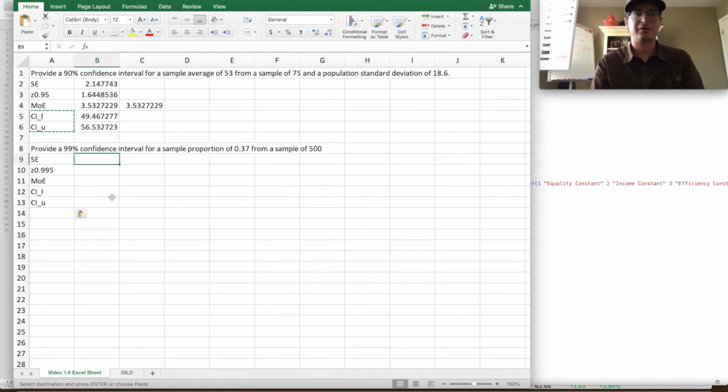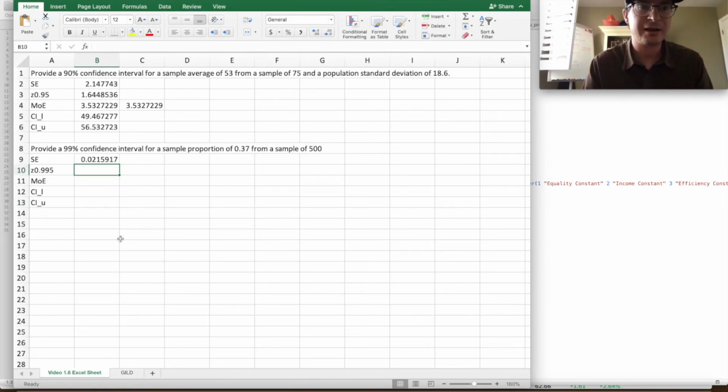So standard error in this case is going to be equal to, so we have the special standard error when we do proportions, right? The square root of 0.37 times, open parentheses, 1 minus 0.37, close parentheses, divided by n, which in this case is 500, close parentheses. So that's our standard error formula for a proportion.